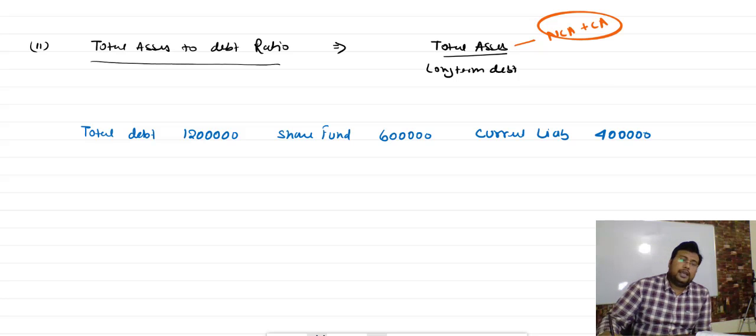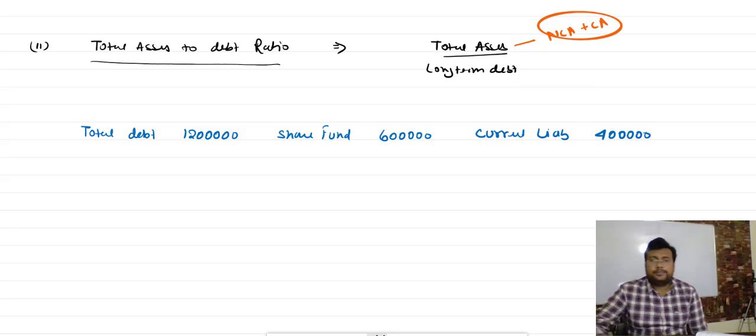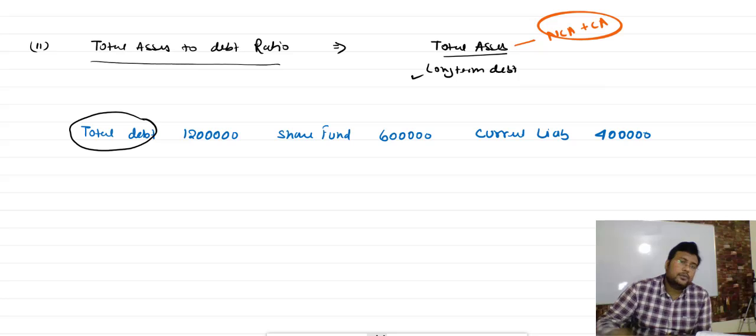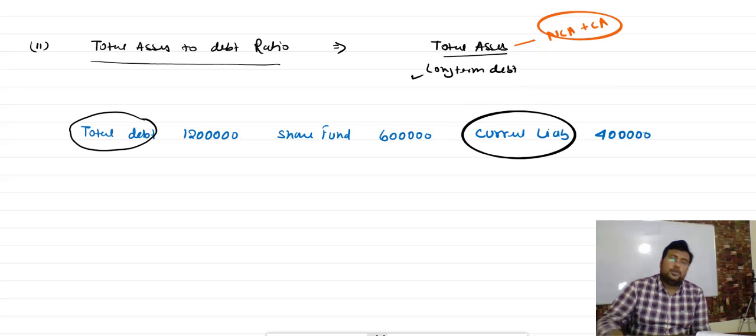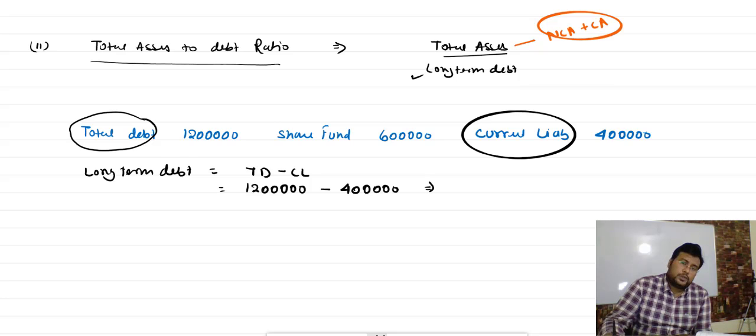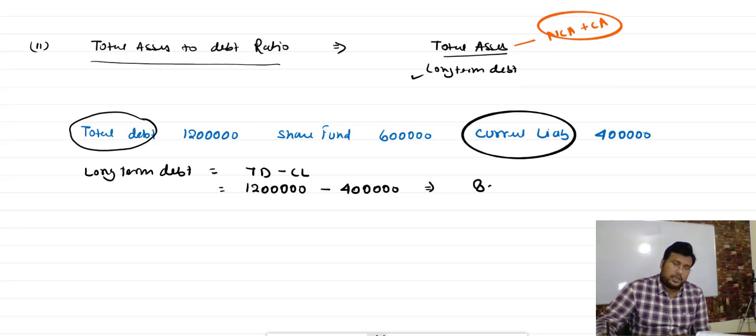Now look, as we know the formula, we require long term debts. We have total debts, we have current liability. So what is our long term debt, that we can easily calculate. Long term debt is equal to total debts minus current liability. Total debts is 12 lakh rupees minus our current liability 4 lakh is equal to how much? 12 minus 4 is equal to 8 lakh rupees.